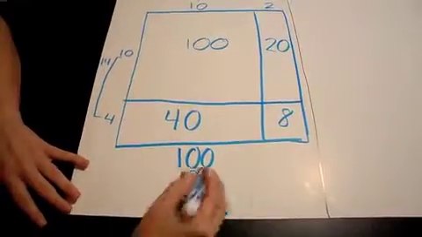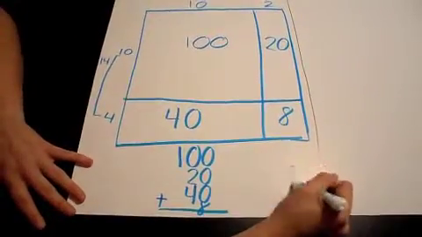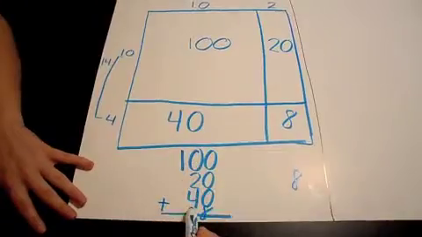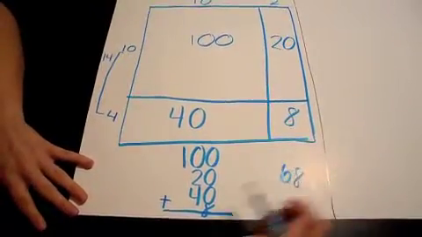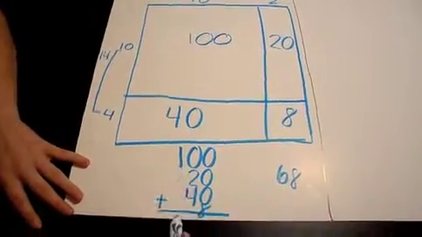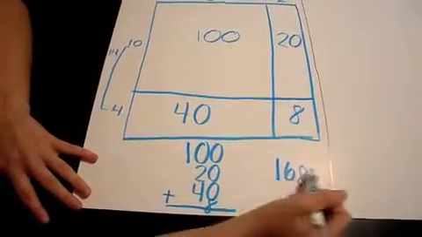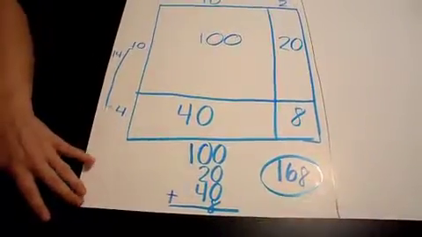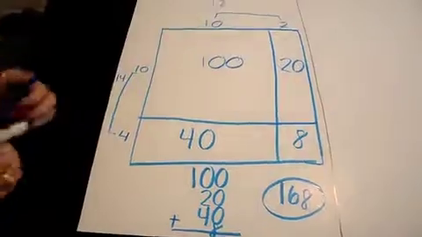When we add them all together, we have our 1s column, so we're going to have 8. Our 10s column is going to have 6. And then we're going to bring our 100s column down for 1. So our total is 168, just like with the blocks.